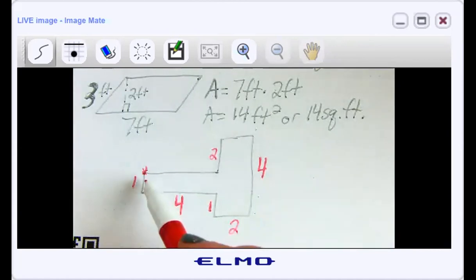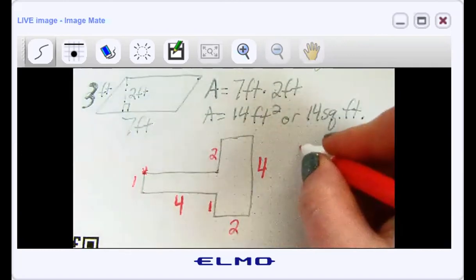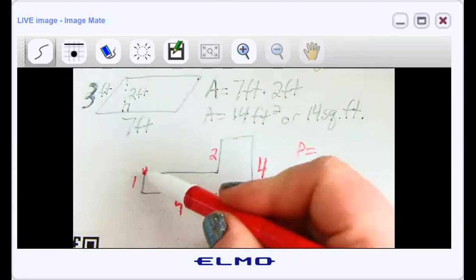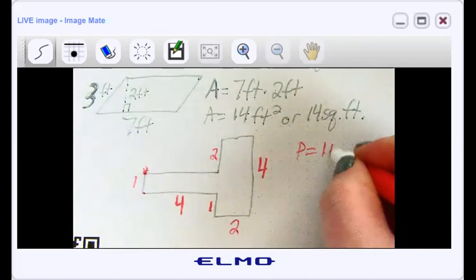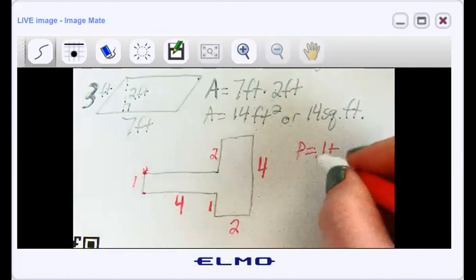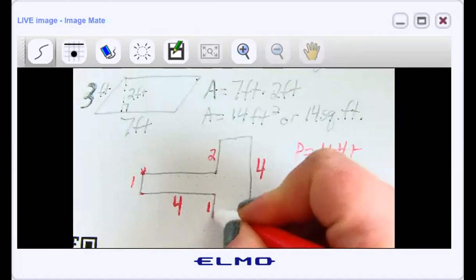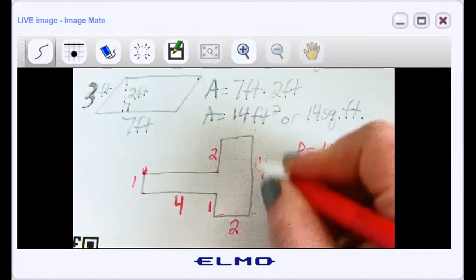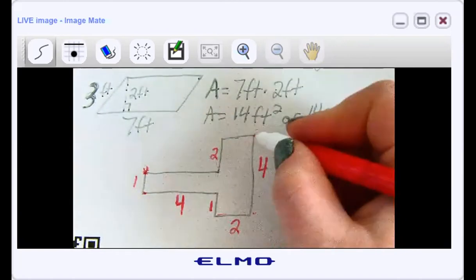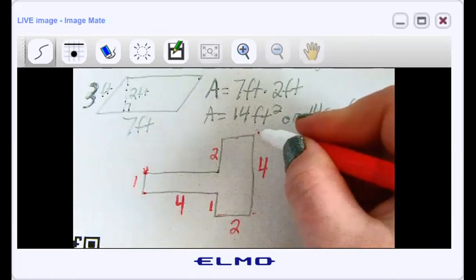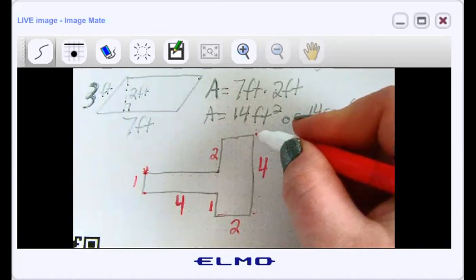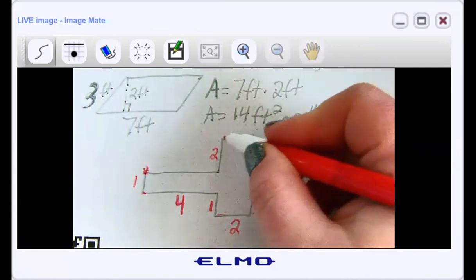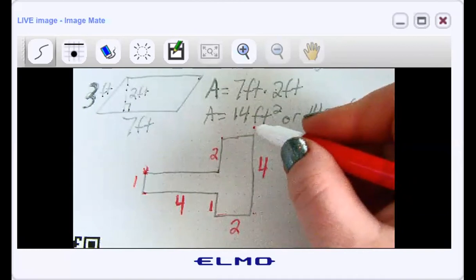Imagine you're actually walking these distances. So if I'm going to do perimeter, let's walk it out. 1, 4, 1, 2, 4. But look right here. There's no number there. But that doesn't mean it's 0. That's clearly some distance. Well, how am I supposed to know what it is?